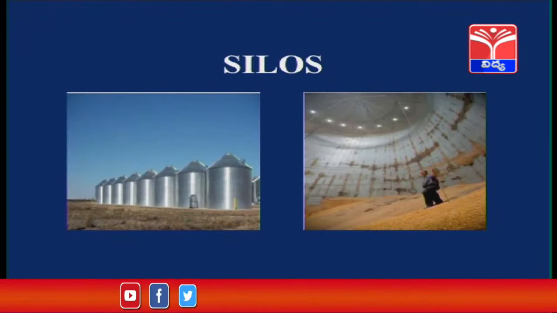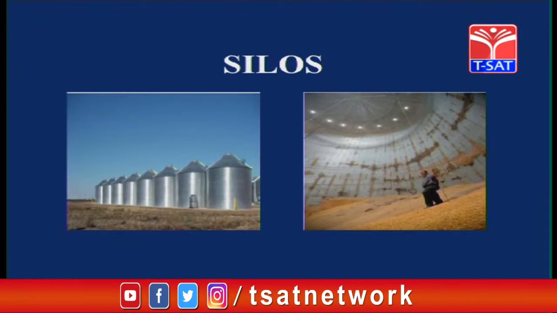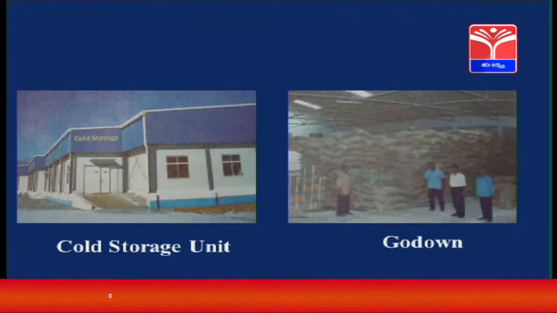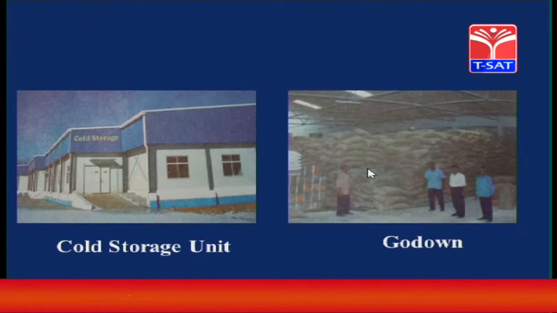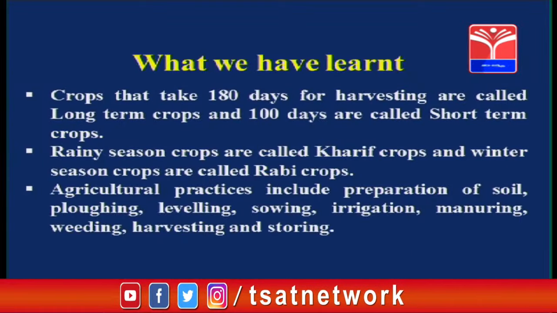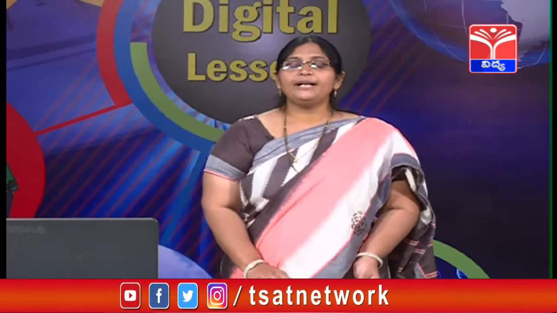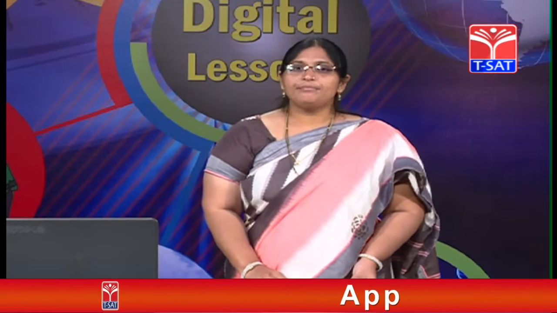So, these are silos, children. Here are big granaries where you can store the food grains, and this is a cold storage unit, and these are godowns. You might have seen FCI godowns, Food Corporation of India godowns, where rice, wheat, pulses will be stored. So, this is regarding the different types of agricultural practices.